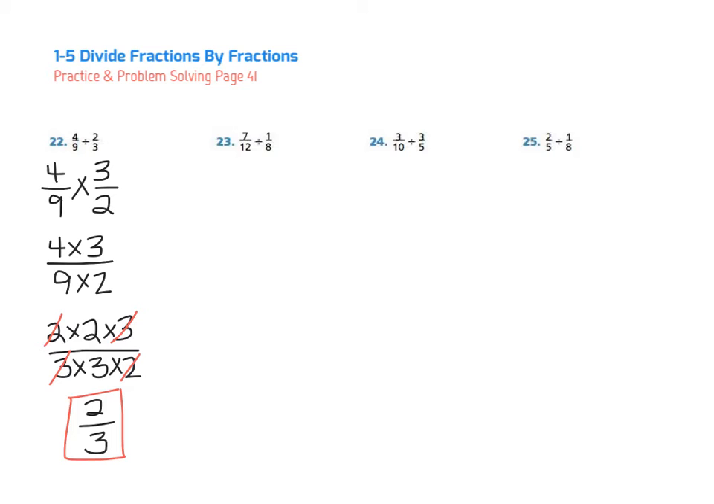If I had not simplified, I would have ended up with 12 over 18, and 12 over 18 is equivalent to 2/3. Go ahead and try 23 through 25 while your video is paused, and then come back and check your work.